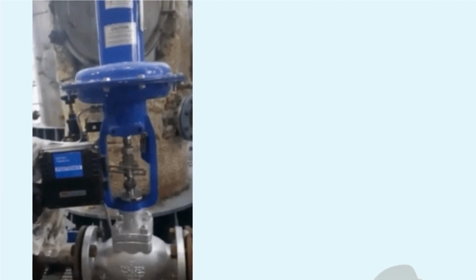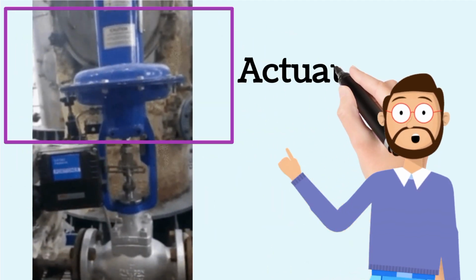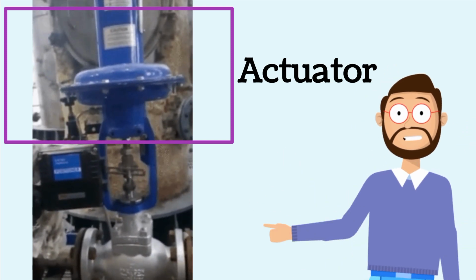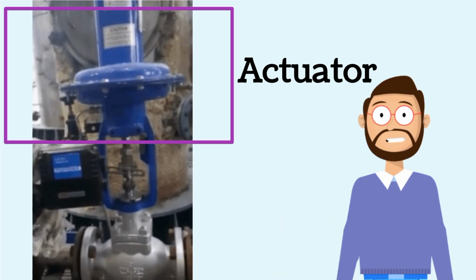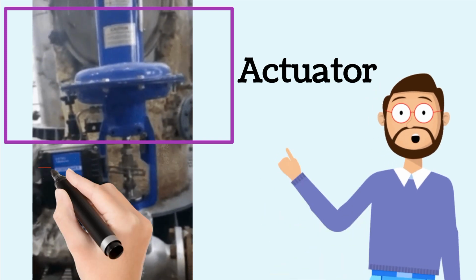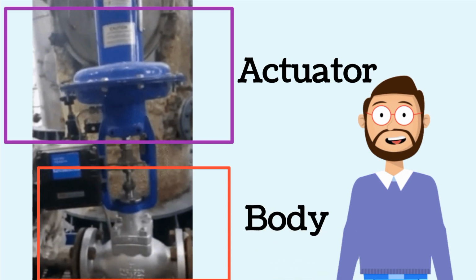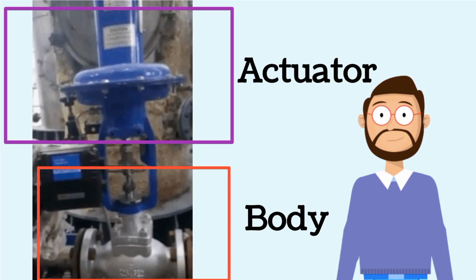In this picture, the image of a control valve is shown. The actuator of the valve is shown by the upper rectangle. Actuator is the most important part of a control valve because it is used to operate the control valve. By the lower rectangle, you can see the body. It is valve body. Valve body is the part that passes the fluid flow.